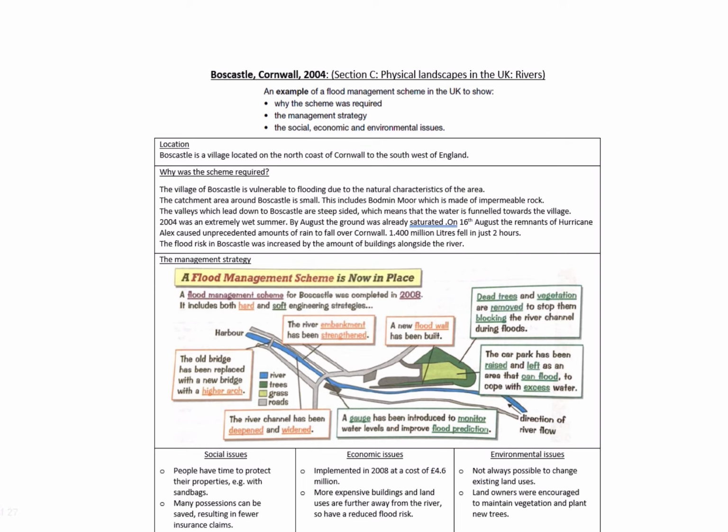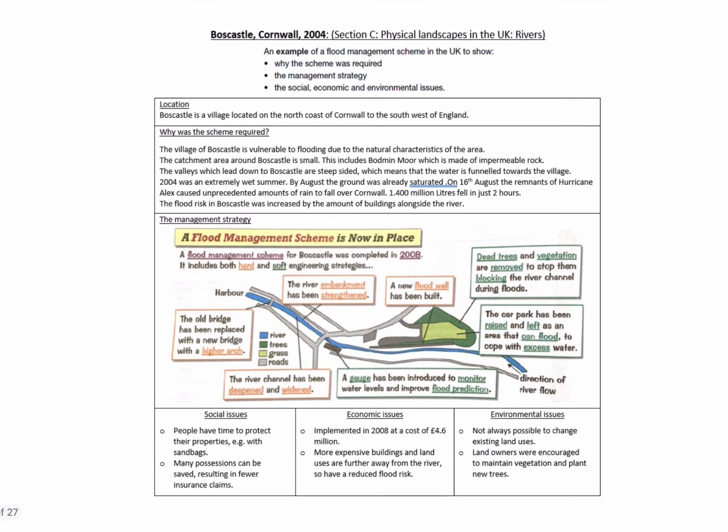So last but not least, we're really pleased to know is Boscastle. A bit like you had a coastal management scheme, you also need a flood management scheme, and that's what Boscastle is. Boscastle was a village located on the north coast of Cornwall, so we're talking southwest England here. It's really vulnerable to flooding. The catchment area here is pretty small. It's got lots of impermeable rock. Essentially, you've got a few small businesses and homes located towards the bottom of a valley, and so therefore you're going to expect some flooding, unfortunately.